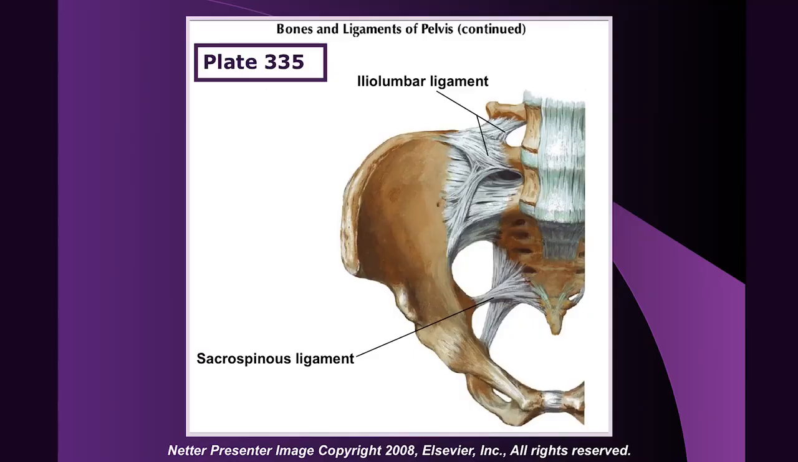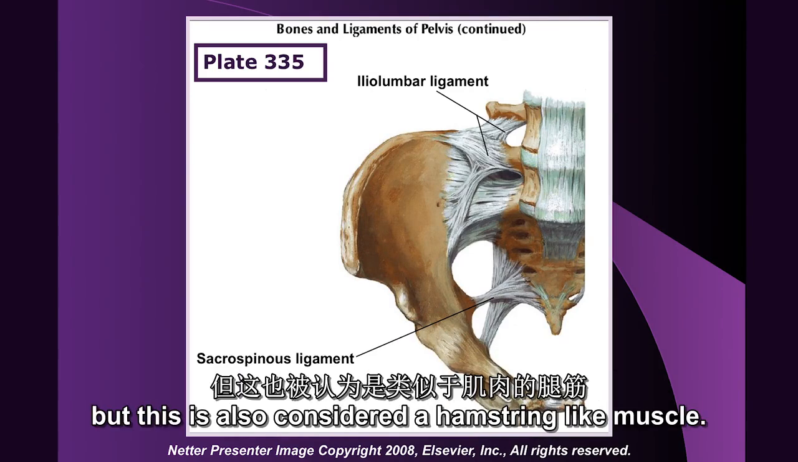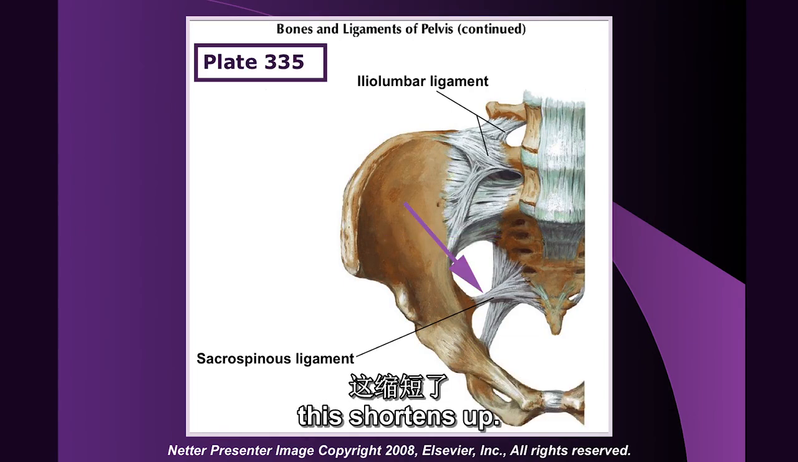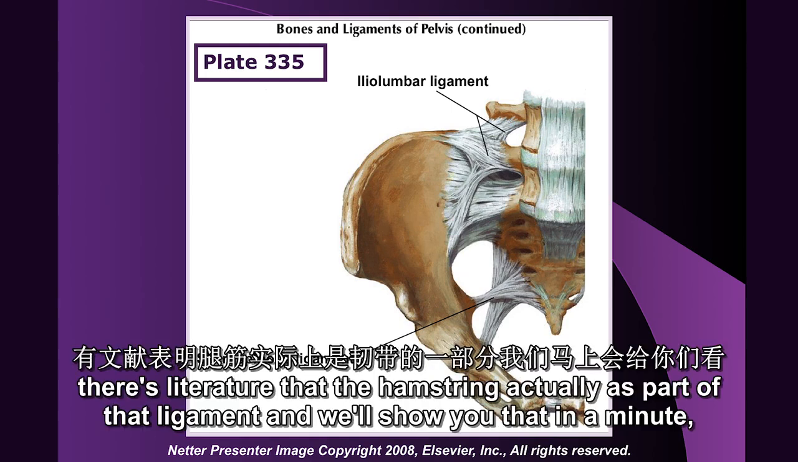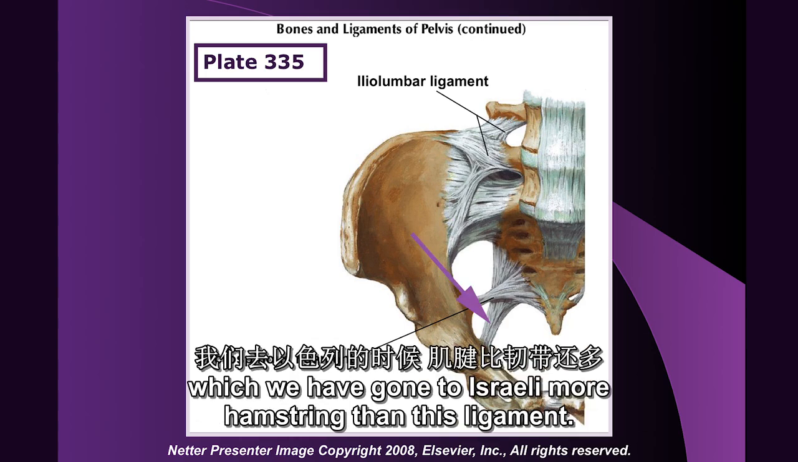Okay? Now, remember, this sacrotuberous ligament, we're coming up as your hamstring, but this is also considered a hamstring-like muscle. Because if you pull this down, this shortens up. And like I said, the literature will tell you that the hamstring actually is part of that ligament. And we'll show you that in a minute. But really, this ligament on the posterior side, which we haven't gotten to, is really more hamstring than this ligament.